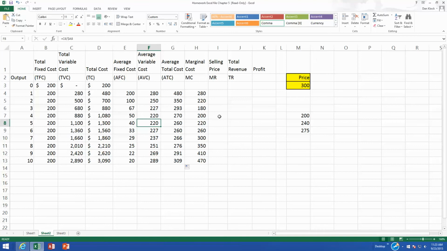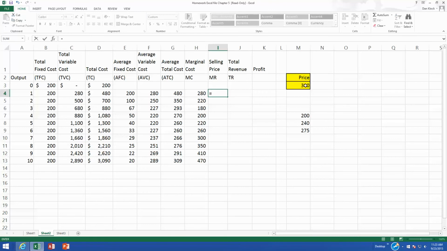All right, my marginal revenues we want to figure out next. Again, how much does revenue go up with each additional output? And here, because it's pure competition, I can't change my prices, what I get for my product, how much I sell it for. It's always going to be the same.